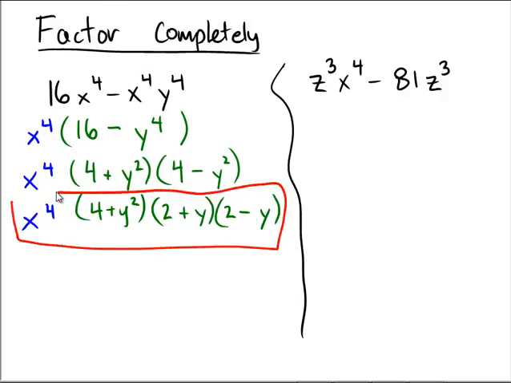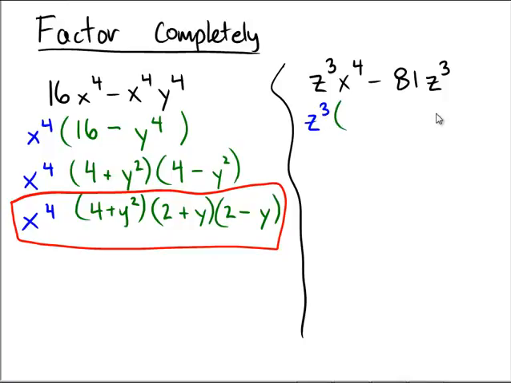So notice first we pulled out a GCF, then we applied the difference of squares formula, then we did the difference of squares formula again to get the final answer. Okay, let's try another example. In blue, first pull out the GCF. In this case, z cubed.